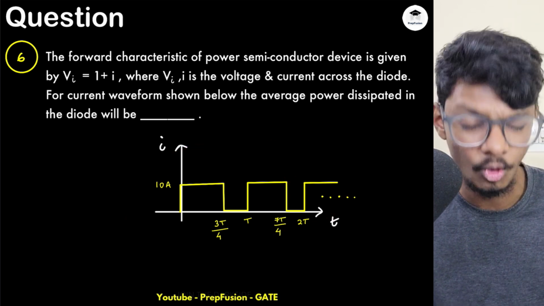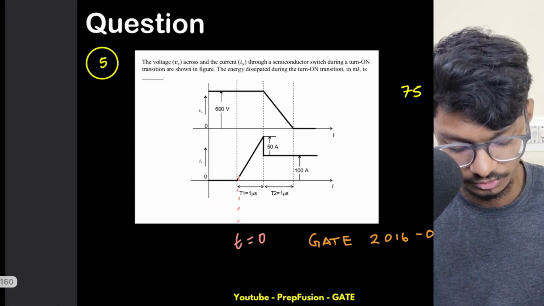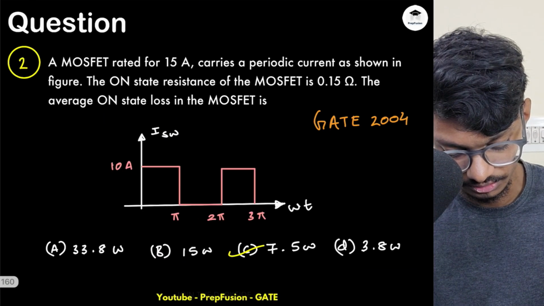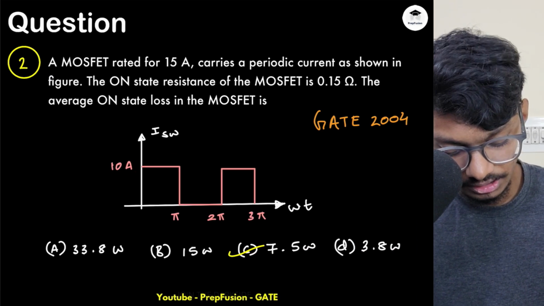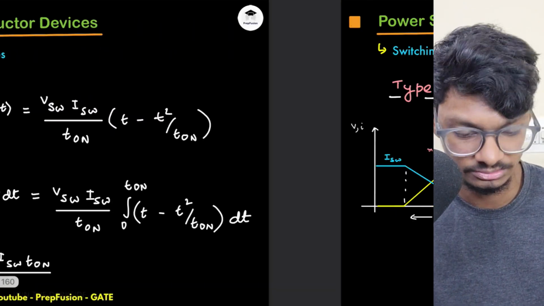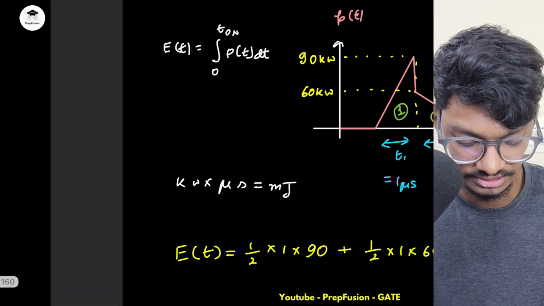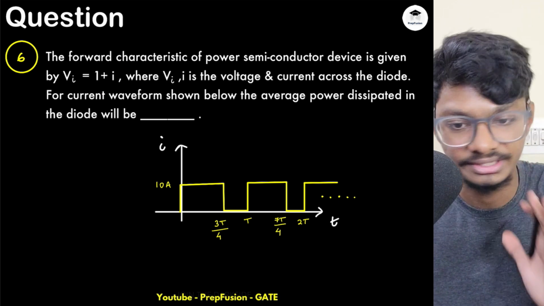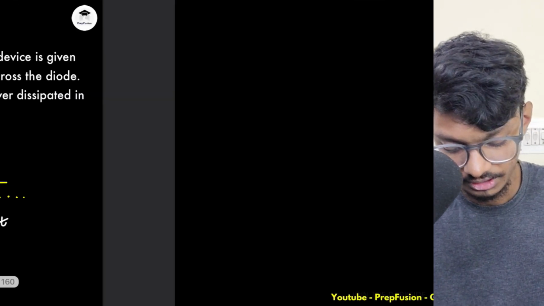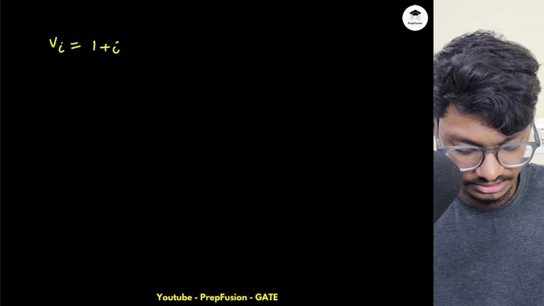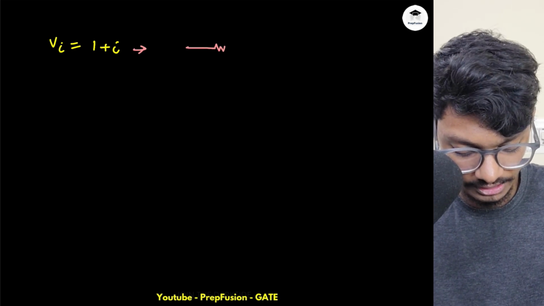Now this question is almost similar to the previous question, the second question one. Just here the on resistance was provided for this switching device. Now what has been provided? If you observe this equation carefully, this is the piecewise linear model of a diode. Whenever Vi is equal to 1 plus I, written in a linear fashion, they are talking about the piecewise linear model here.